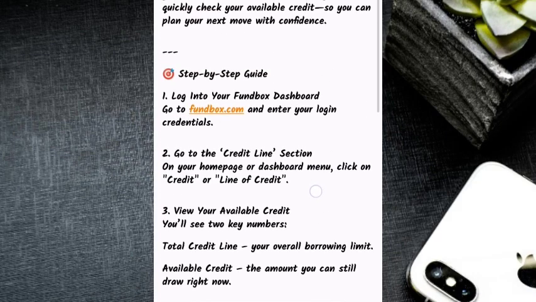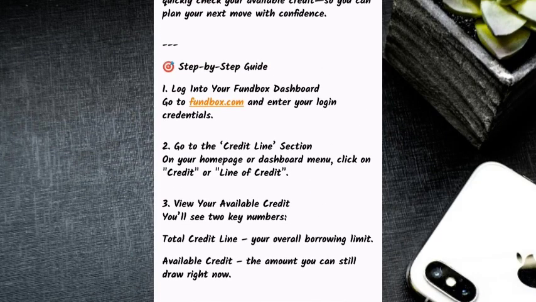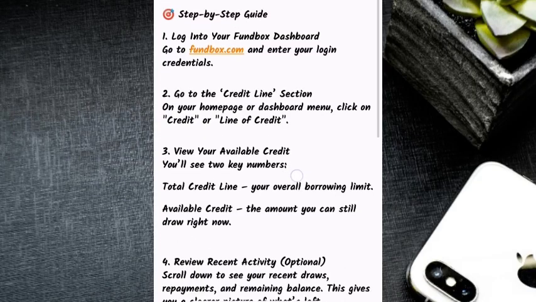So now you're going to see two key numbers. The first is total credit line, which is your overall borrowing limit, and the second is the available credit, which is of course the amount that you can still draw right now.